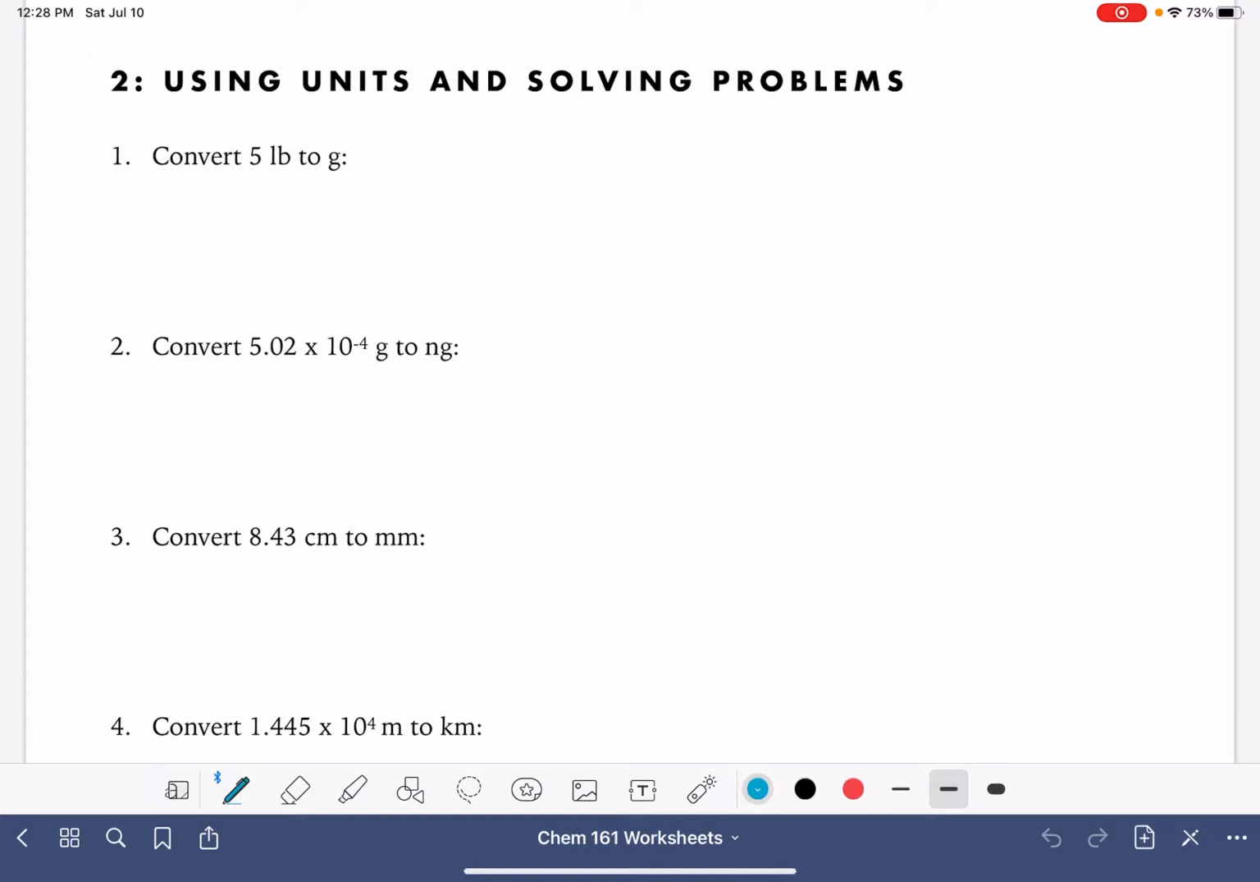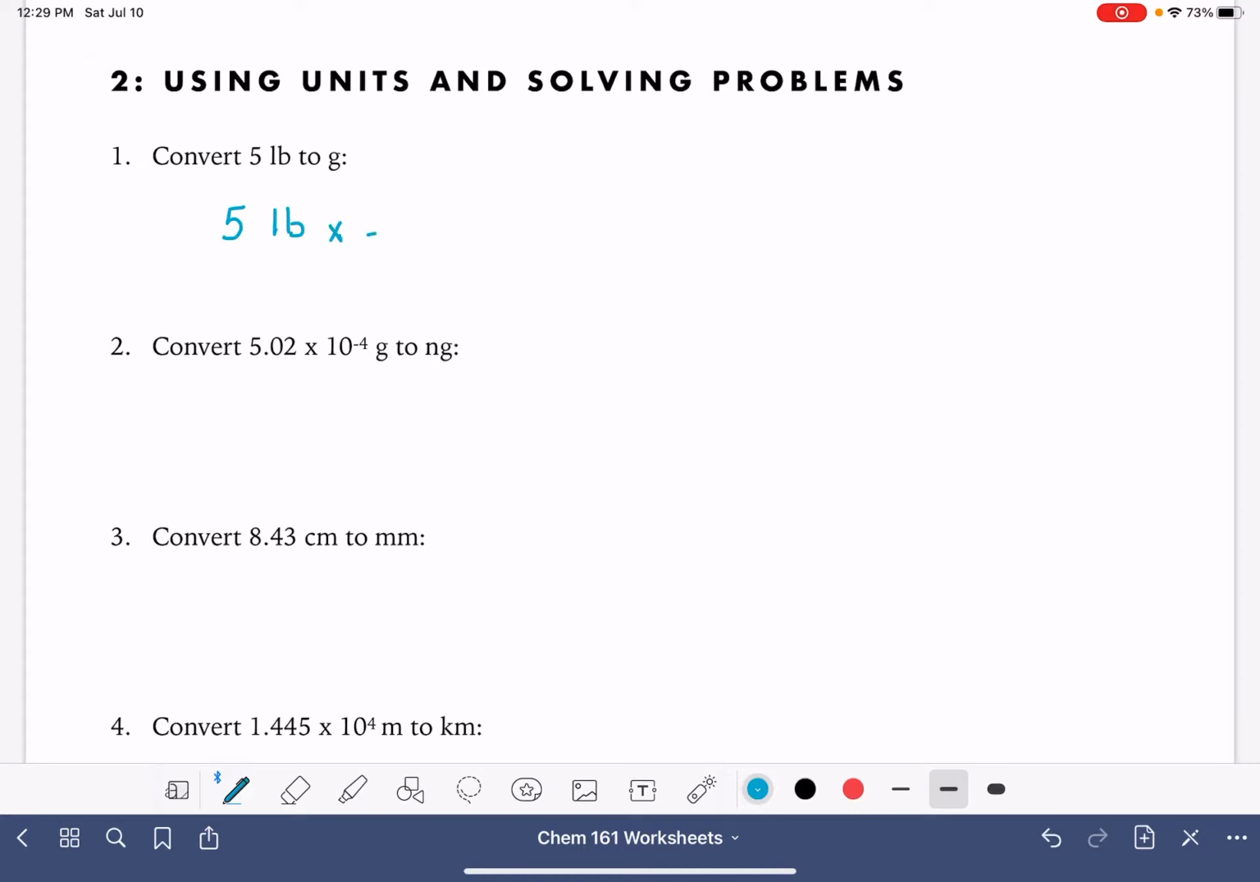On this worksheet, we're just going to do a variety of different types of unit conversions. Some of them are going to be metric to metric conversions, which we've practiced before, but some of them are going to be conversions between the US and metric system. So we'll start with that first problem, converting 5 pounds to grams.